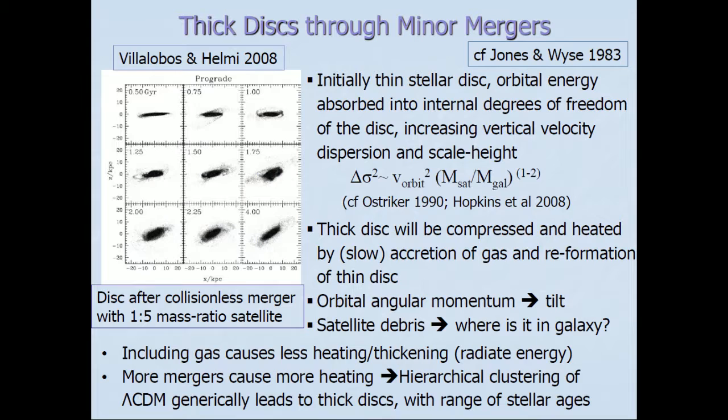Notice if there's gas, you get less heating. That's what this does. It scales with the one or the second power of the ratio. Phil Hopkins has done some work on this. Because gas can radiate energy, more mergers cause more heating. It's a generic prediction of lambda CDM that you get thick disks. The merging continues to late times. Generic prediction is you get a range of stellar ages in the thick disk.